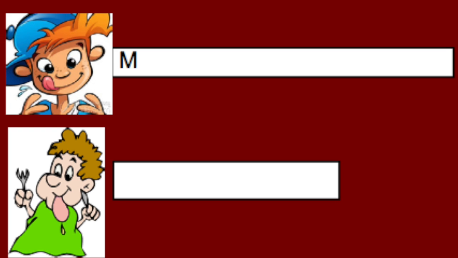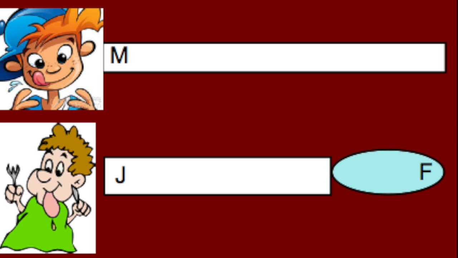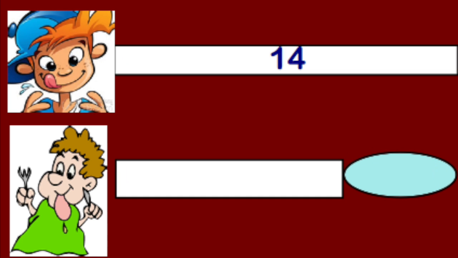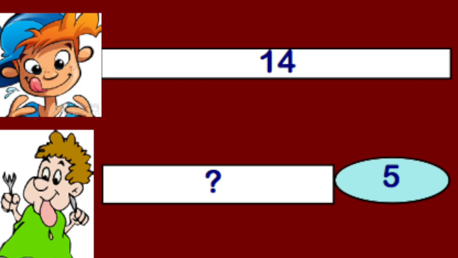I can label the top rectangle with an M and the bottom rectangle with a J. The oval can be labeled with an F to stand for how many fewer. Once students get the correct labels on the comparison bars, they can begin to put the numbers into the correct spots. So 14 would be on top in Mark's box, a question mark would be in Joe's box, and the number 5 would be in the oval.